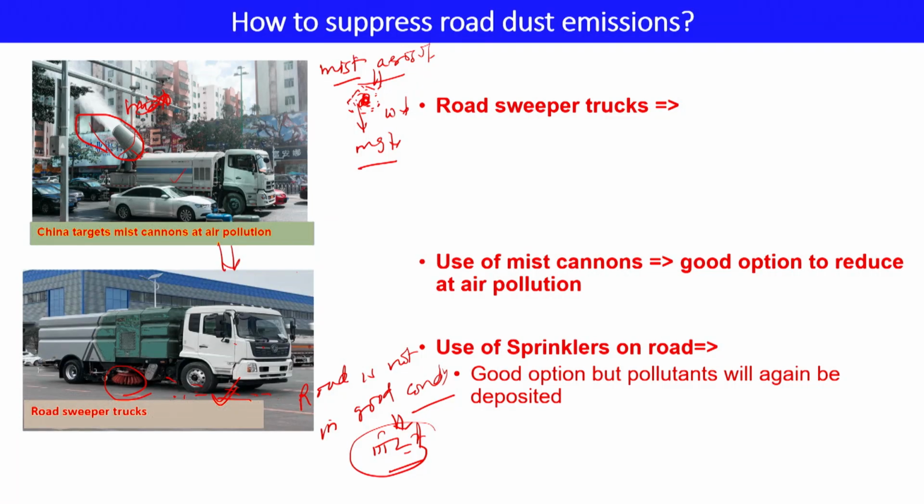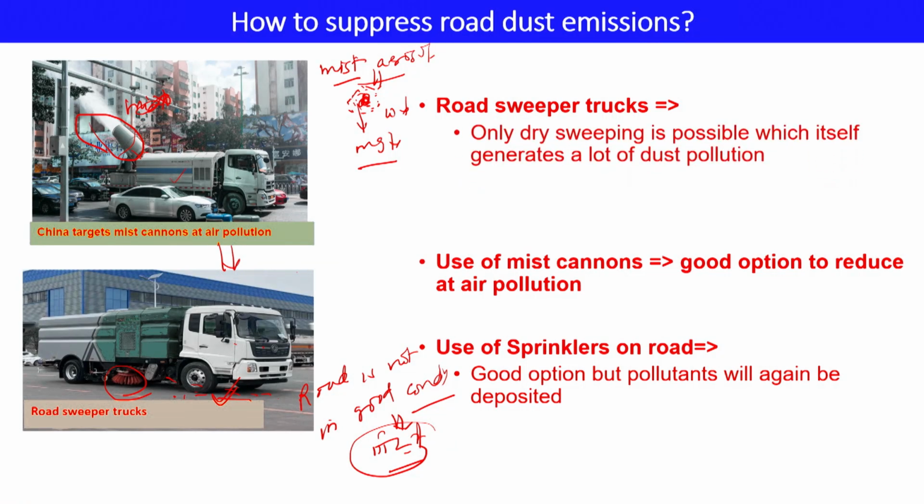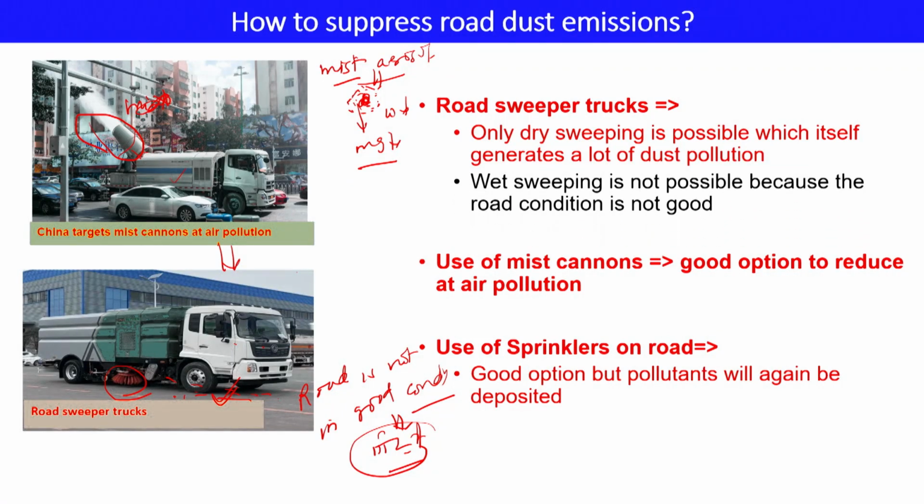Rather than that, we should use road sweeper trucks, because they will suck up all the particles that are there, and you can transport them somewhere else and put them in some drainage. So, that kind of thing is there. Only dry sweeping is possible, which itself generates a lot of dust particles. In India, the sweeping which we do is not actually good. Wet sweeping is not possible because the road condition is not good, as I said. So, in India, this is again a very big problem.